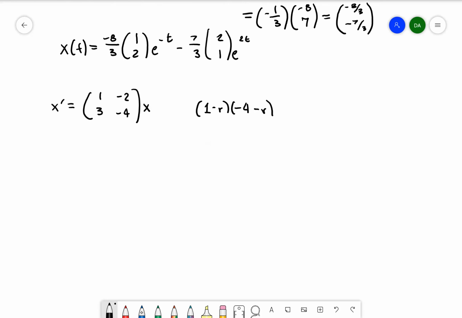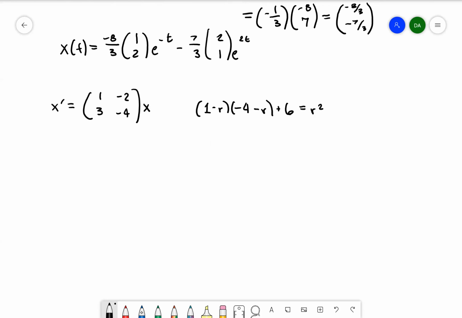You could even try to work out this multiplication in your head, but I don't recommend it. I don't even want to do it. Okay. So this is what we get for our characteristic polynomial. And then we just do a little bit of multiplication.